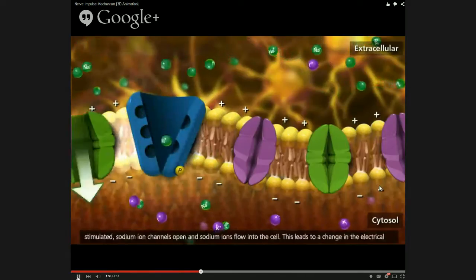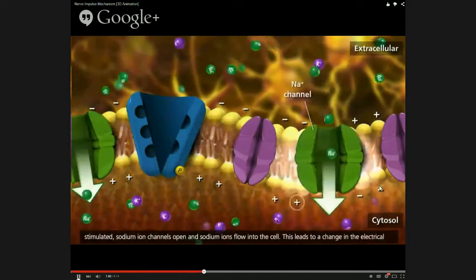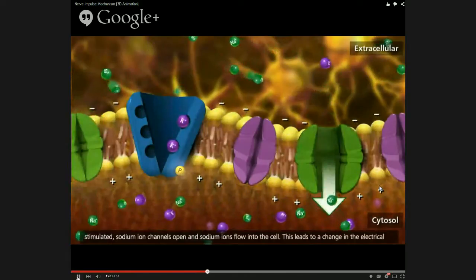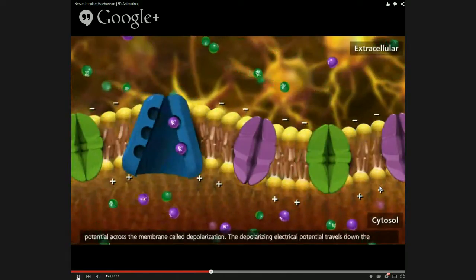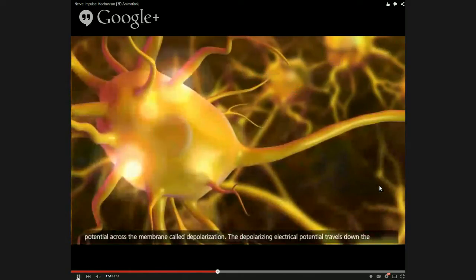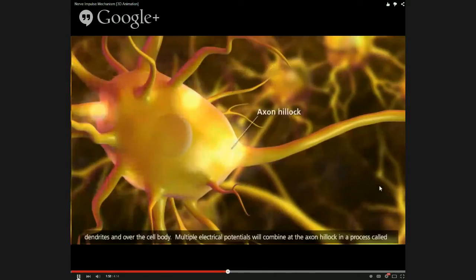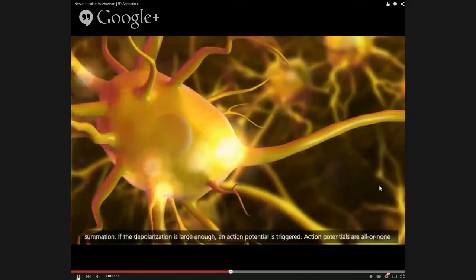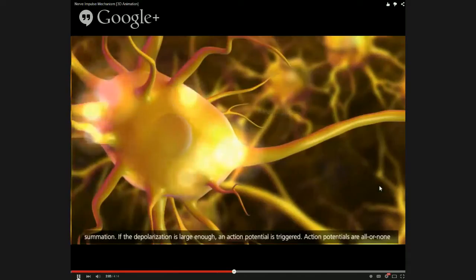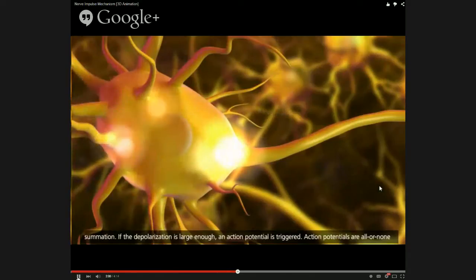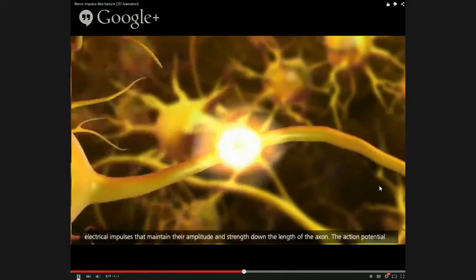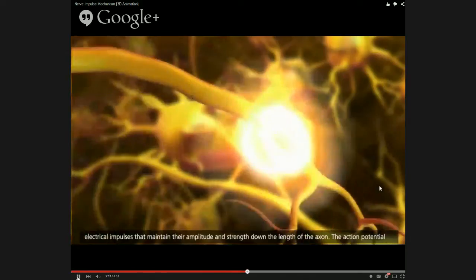When a neuron is stimulated, sodium ion channels open and sodium ions flow into the cell. This leads to a change in the electrical potential across the membrane called depolarization. The depolarizing electrical potential travels down the dendrites and over the cell body. Multiple electrical potentials will combine at the axon hillock in a process called summation. If the depolarization is large enough, an action potential is triggered. Action potentials are all or none electrical impulses that maintain their amplitude and strength down the length of the axon.